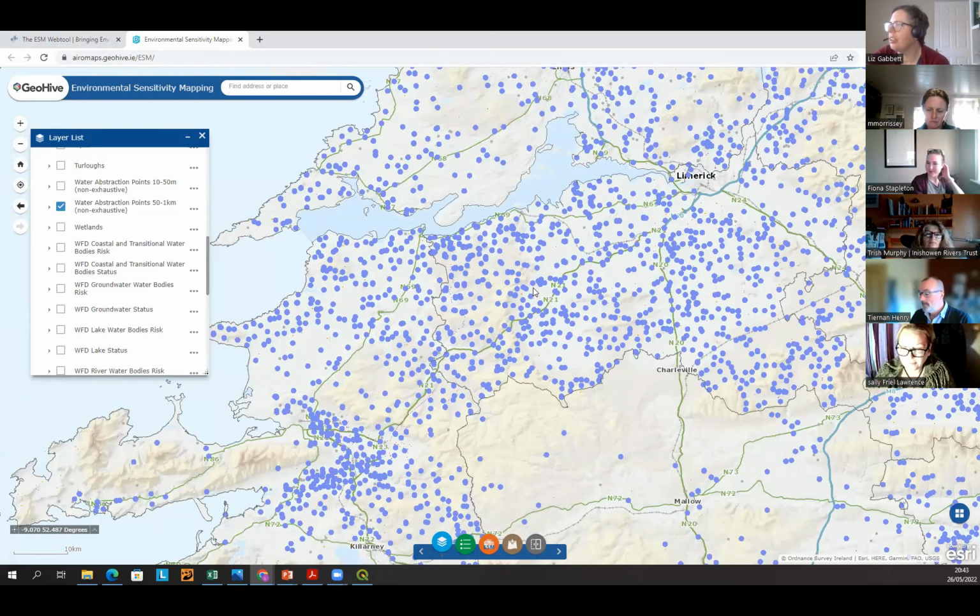So the reason there are so many abstraction points there is firstly because the bedrock is porous and permeable enough that, generally speaking, you're going to hit water wherever you drill. But there's also faults and fractures in the rock, and that's what Ballygown have tapped into.